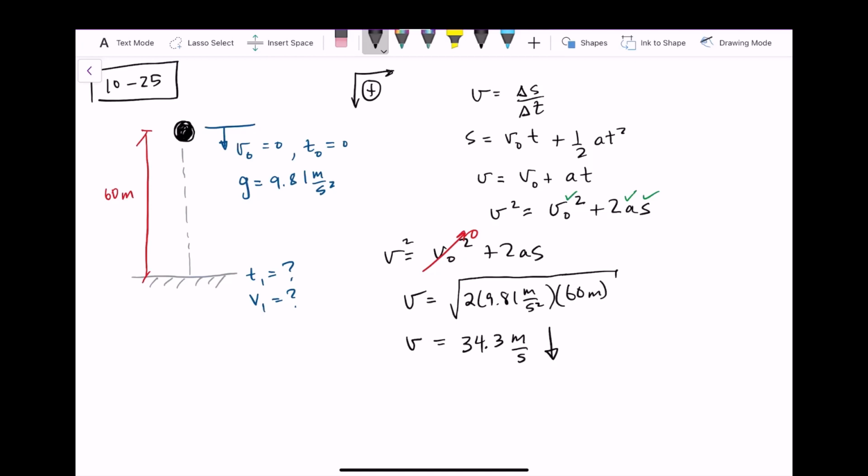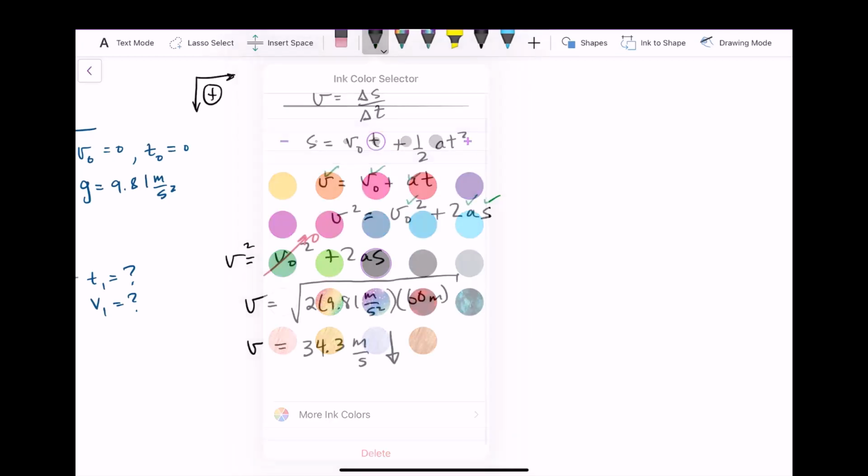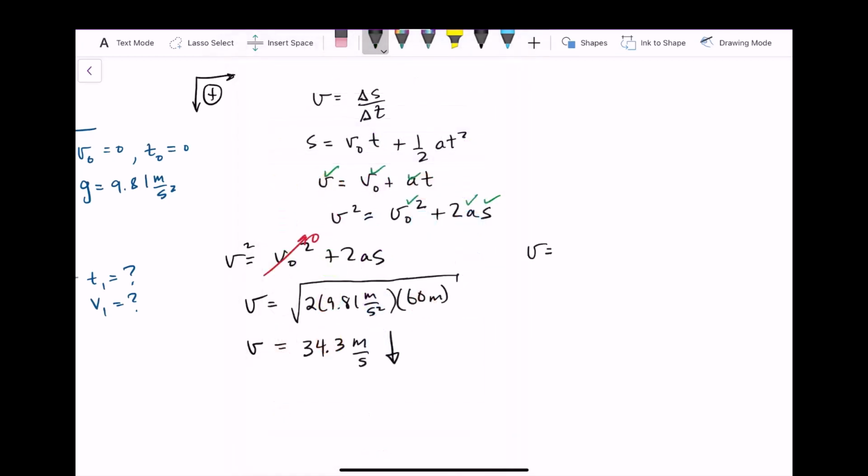We also want to find time. So let's go to the next equation. Next equation up, we have a final velocity, which we've now solved for. We have an initial velocity, and we have acceleration, so we can use that one to determine time. So V is equal to V0 plus AT, where again V0 is 0. So if I sub in 34.3 meters per second is equal to 9.81 meters per second squared. We're going to multiply that by time.